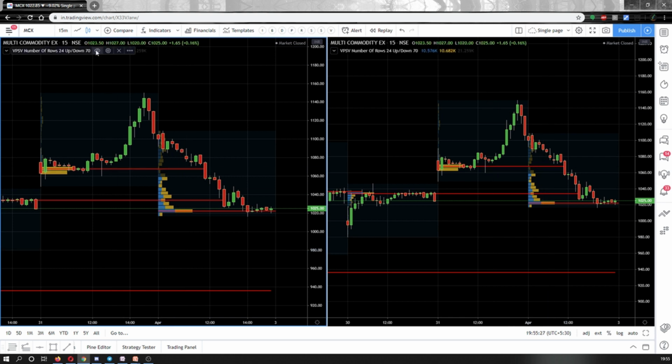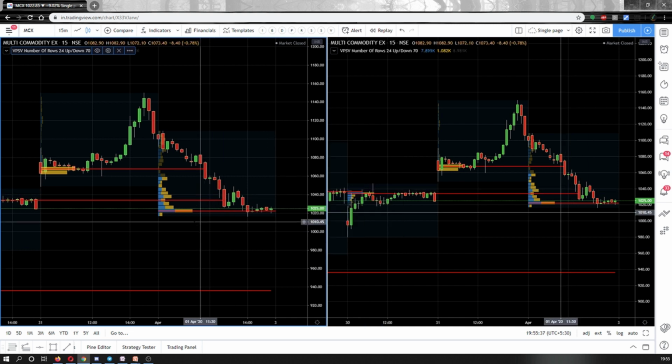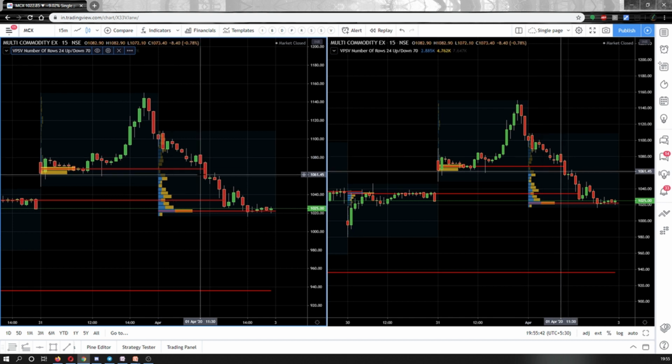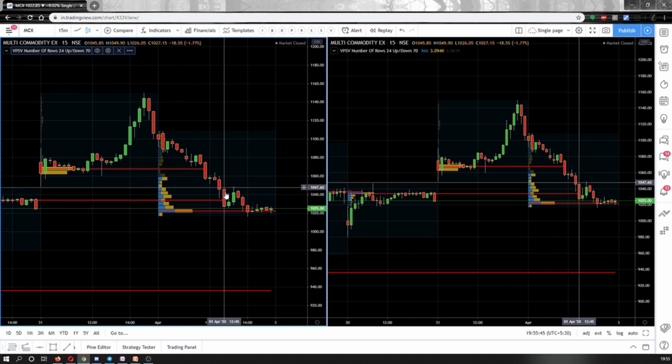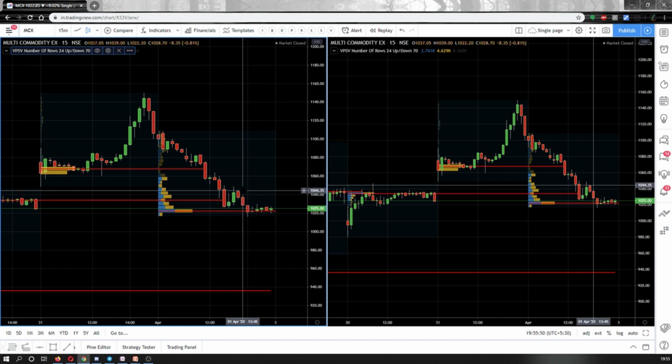So when we check this particular box, extend POC to the right, the POC lines are not confined to that particular day. What it is doing is extending the POC lines towards the right. I hope that is clear. Now, the second question is, why are we extending the POC lines of the previous days onto today's chart? Is it really helpful, or are we really going to use the POC of the previous days in today's trading? The simple and straight answer is yes.